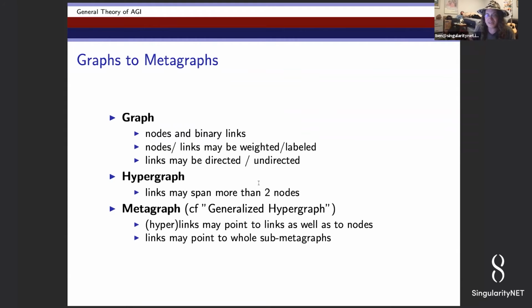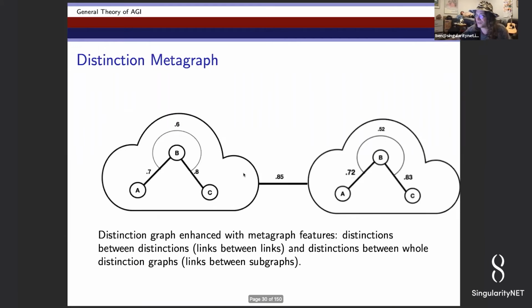So, you're familiar with the notion of a graph. You have nodes and links. It could be weighted and labeled, directed, undirected. There's a notion of a hypergraph, which is like a graph where you can have a link spanning 3, 4, 5 or more different nodes. In a metagraph, you can have links pointing to links. You have links pointing to whole subgraphs, and you can build these from distinctions.